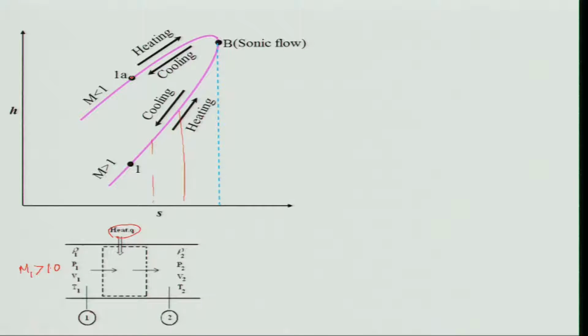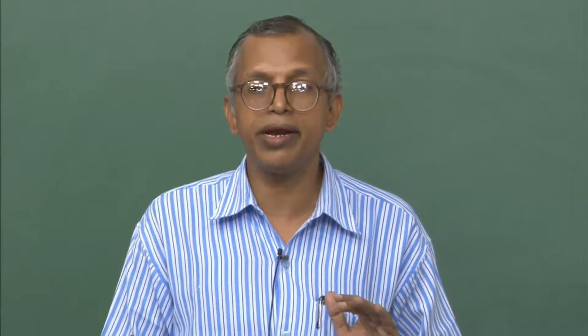I will have to cool it so that it will go in this direction and attain it. Similarly, if I am at subsonic flow conditions and I am heating, what is happening? The Mach number goes on increasing, and so does the temperature, but only till this point. After that, the enthalpy decreases, but the Mach number goes on increasing till it attains the sonic condition, and the flow is thermally choked. Beyond that, you cannot really add any further heat unless you change the inlet condition, right.